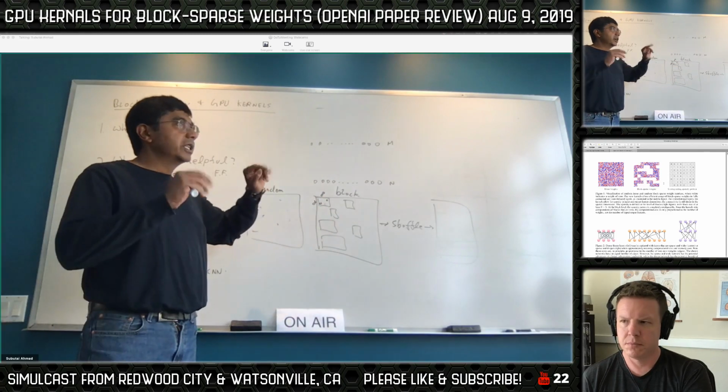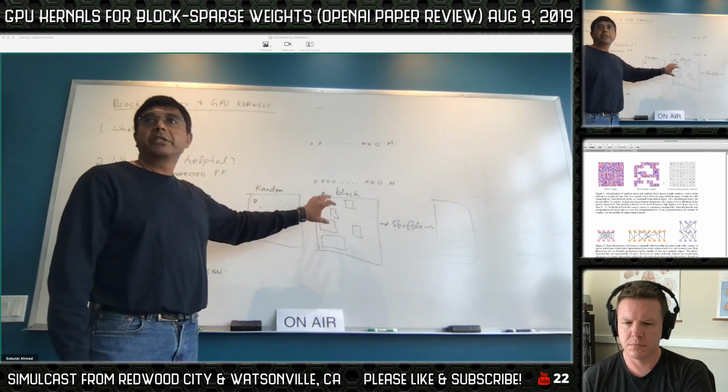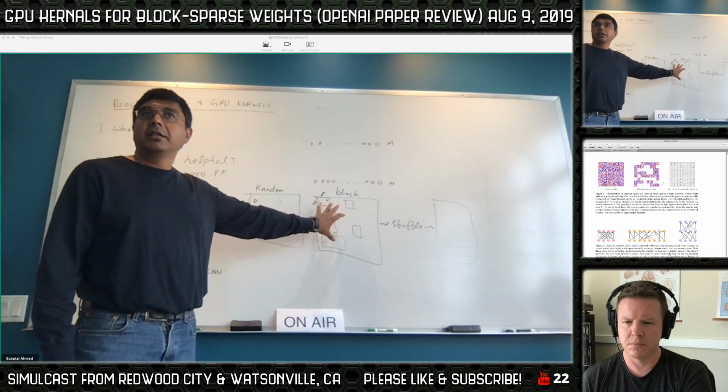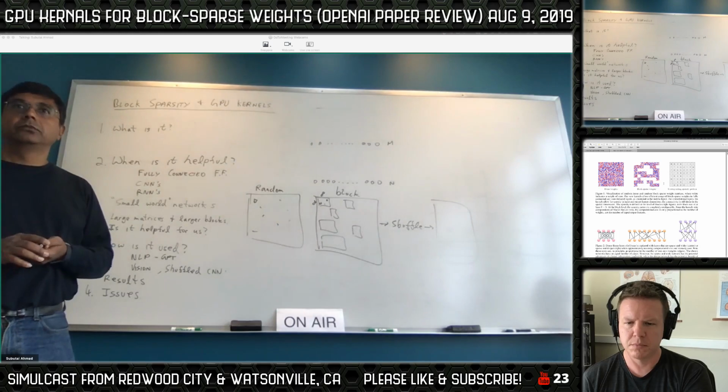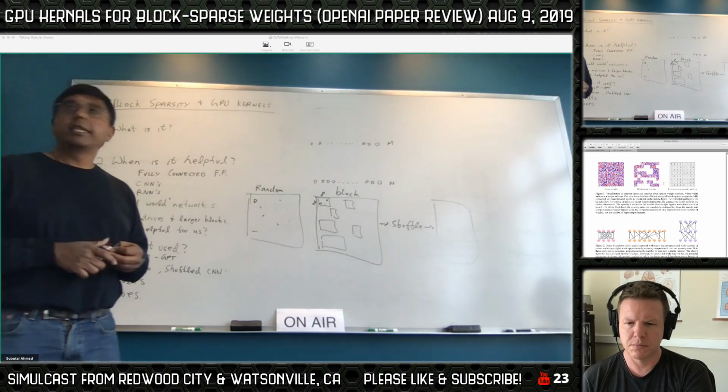It's not learned. It's tunable. I don't know if it's possible; there's an algorithm to learn it. In this paper it's fixed, but I believe the author, Scott Gray, is actually working on learned sparsity using the Block-Sparse matrices. And I think that makes a lot of sense.